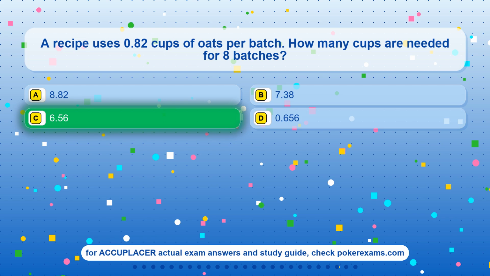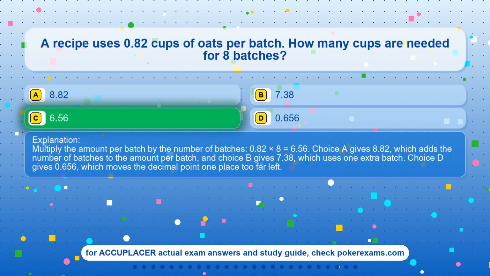The correct answer is option C, 6.56. Multiply the amount per batch by the number of batches. 0.82 times 8 equals 6.56. Choice A gives 8.82, which adds the number of batches to the amount per batch, and choice B gives 7.38, which uses one extra batch. Choice D gives 0.656, which moves the decimal point one place too far left.